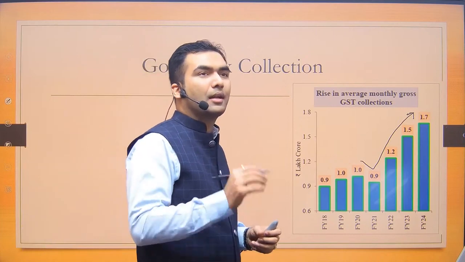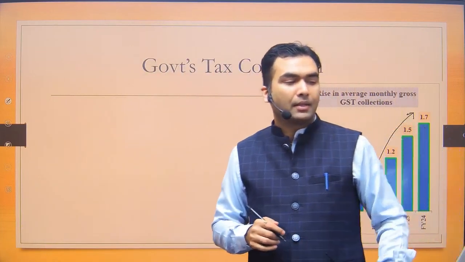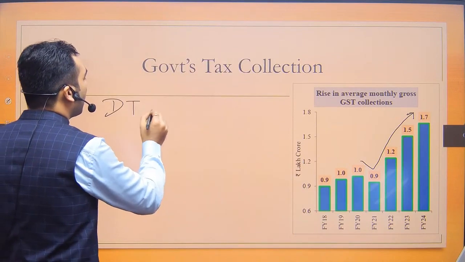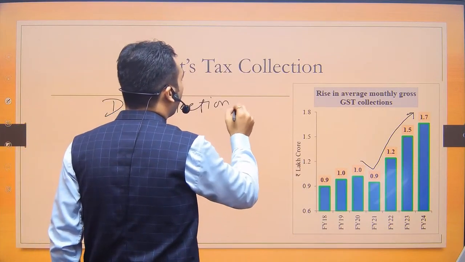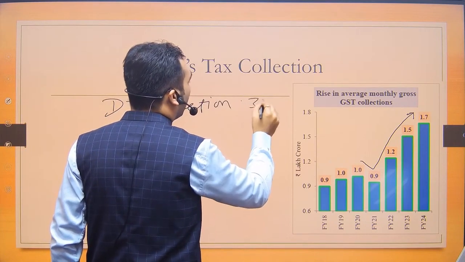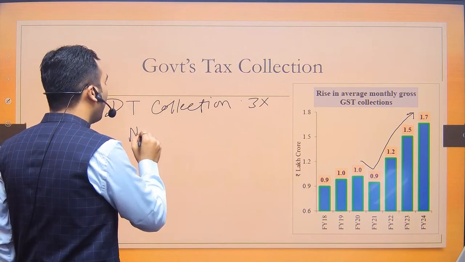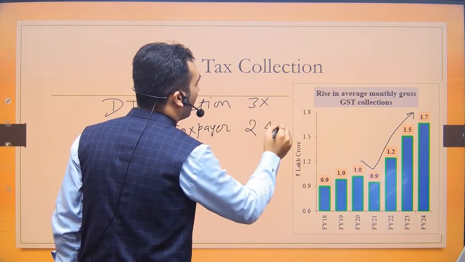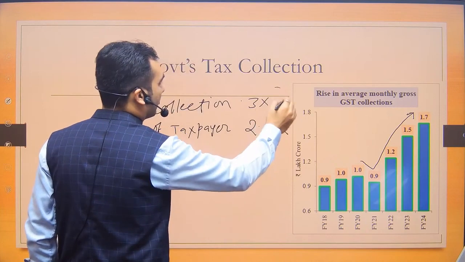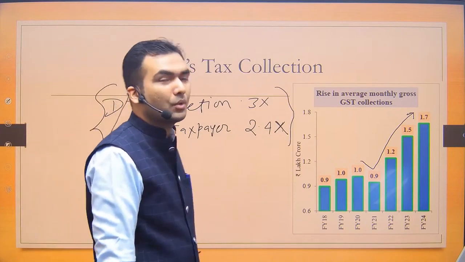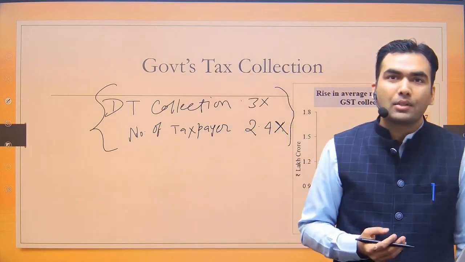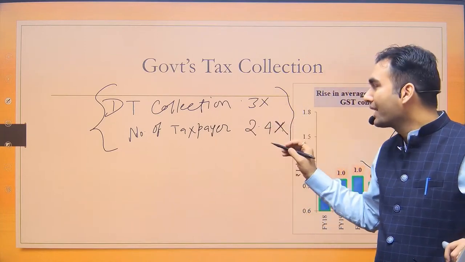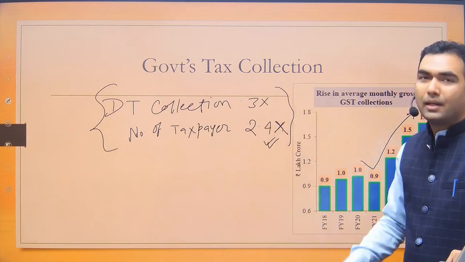Now the next thing is that the government has given data about direct tax collection, that the direct tax collection has tripled since 2014. Okay, I mean it has gone up 3 times, and the number of taxpayers has become 2.4 times in the last 10 years. So this is the data that you can use whenever there is a question about tax evasion, tax avoidance or black money, that in recent times the government has been able to crack down on tax evasion. The number of taxpayers has been increasing and so is the direct tax collection.